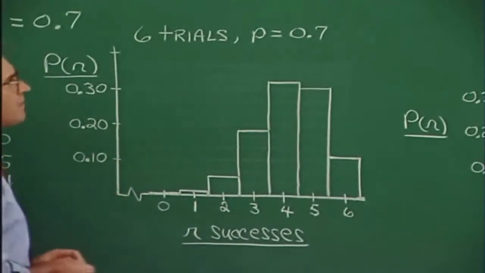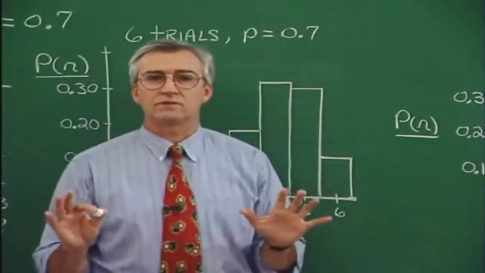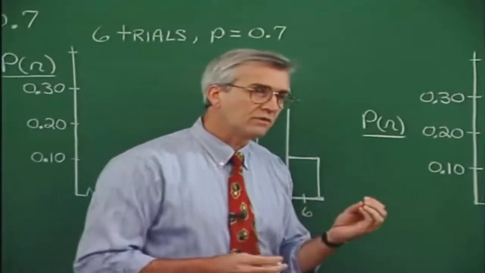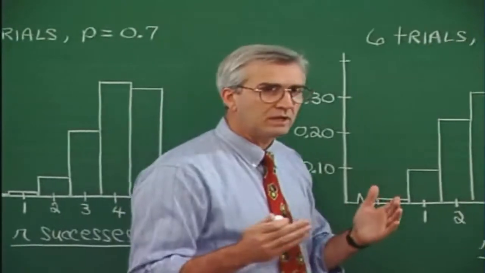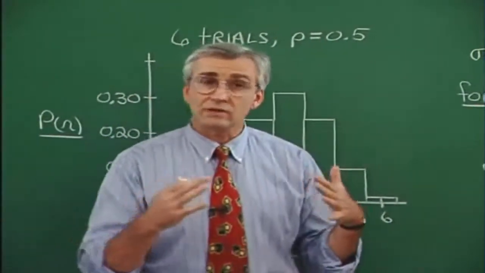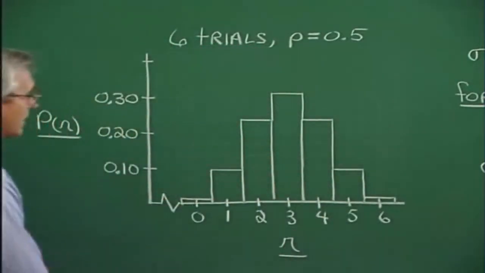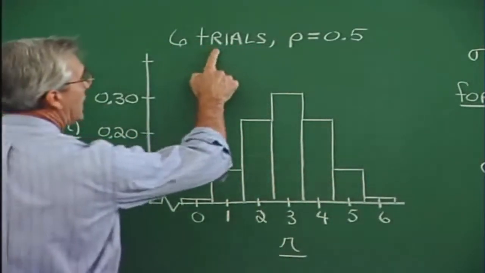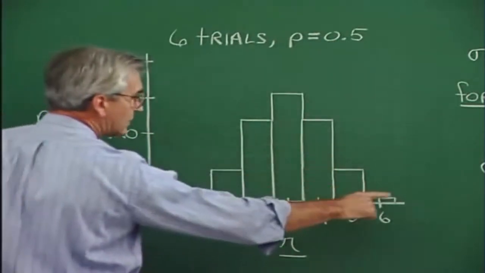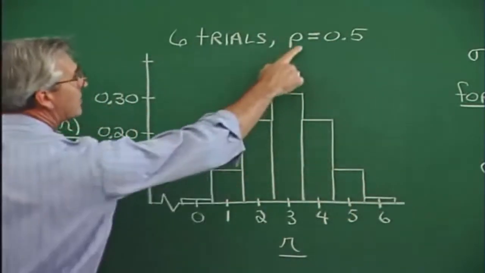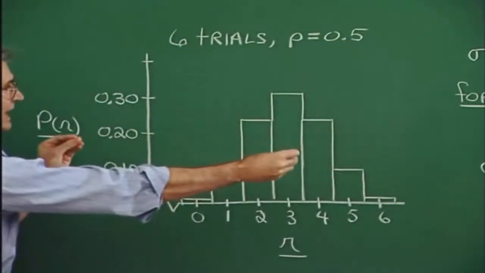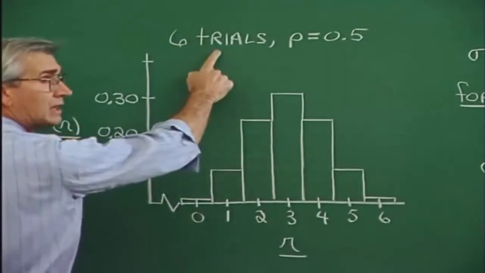What would you expect to happen if the p-value, the probability of success, was exactly 0.5? Well, you might think that the high side will be in the middle. Well, it certainly will be, and in fact, the graph will be perfectly symmetrical. That is, the graph will look like this. So 6 trials, the p-value is 0.5, and the graph is perfectly symmetrical. Anytime the p-value is 0.5, the graph will be perfectly symmetrical regardless of the number of trials.